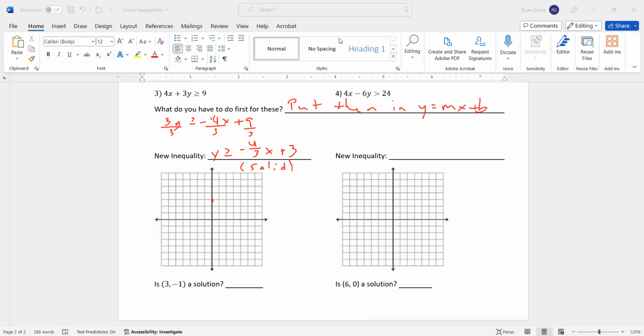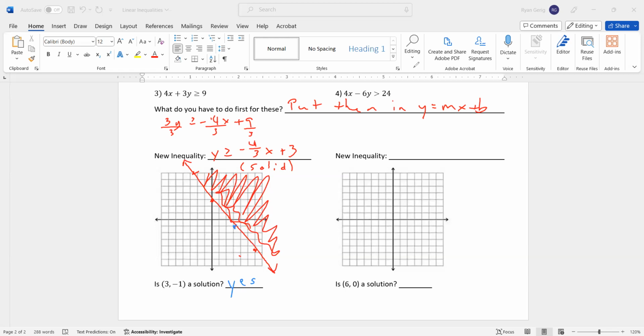Go up to 3. And then go down 4, right 3. Do it again. Oh, that was pretty terrible. There we go. And then shading above the line, so it's going to be up here. All right. 3, -1. Is 3, -1 a solution? So 3, -1, that's on the line. Is that a solution? Yes, it is. And if you want to make sure, plug 3 in and -1 in, and you should get a number that makes it true.